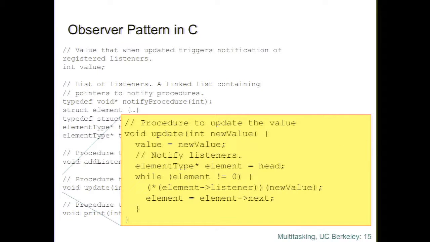Okay, so the update procedure, given a new value, just sets this global variable to equal that new value and iterates through the list of listeners, invoking the notify procedure. This is a C construct. The element's listener field is a pointer to a procedure, so you can invoke that procedure and pass it an argument, new value. So this is a procedure call. And then we just iterate through the list calling each of the procedures.